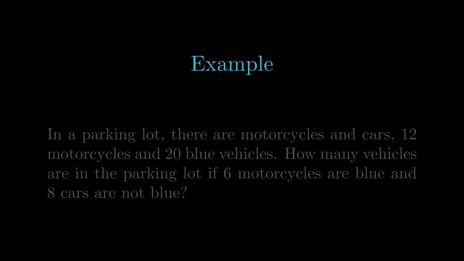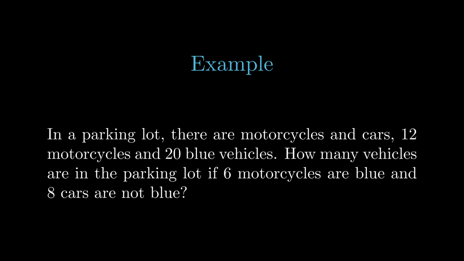Let's look at an example. In a parking lot, there are motorcycles and cars, with 12 motorcycles and 20 blue vehicles. How many vehicles are in the parking lot if 6 motorcycles are blue and 8 cars are not blue? Let's see the solution. Let's define 2 sets.